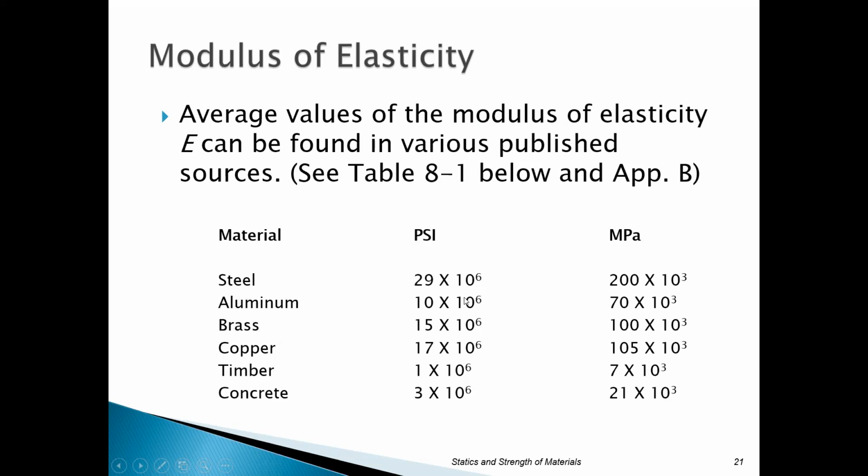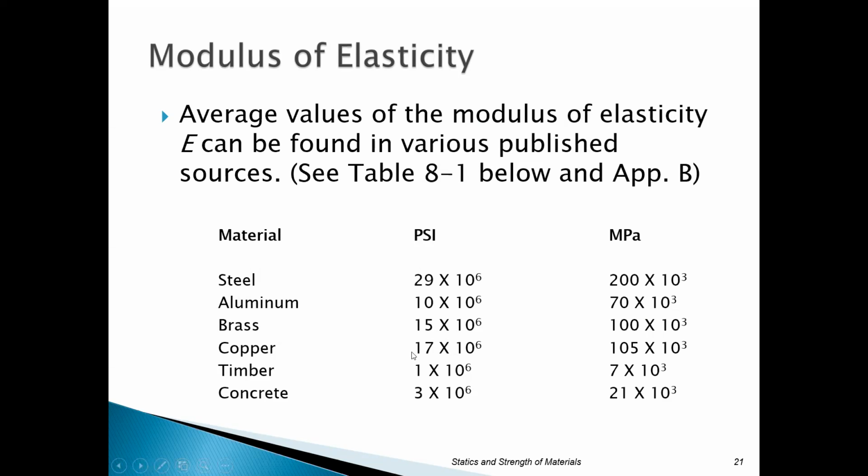Aluminum typically is 10 times 10 to the 6th, or notice it's 70 times 10 to the 3rd megapascal. And a mega is 10 to the 6th. So if you were looking at pascals, that would actually be 70 times 10 to the 9th. So we have to think about that.